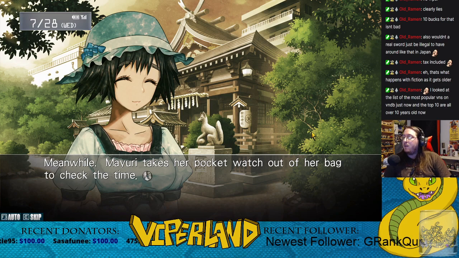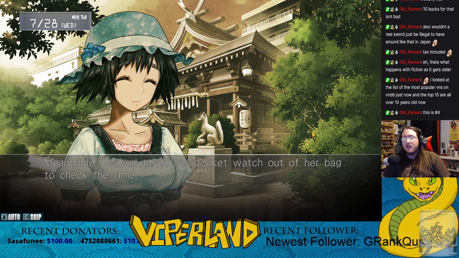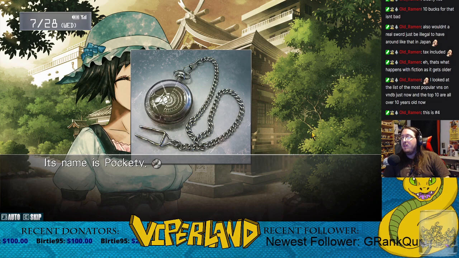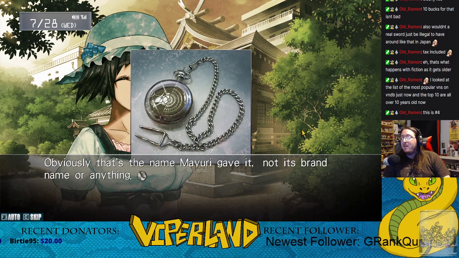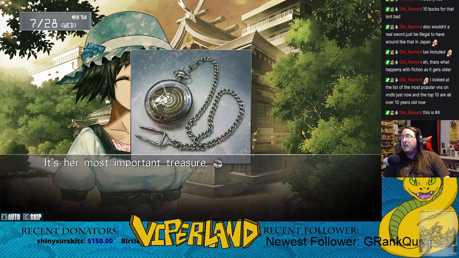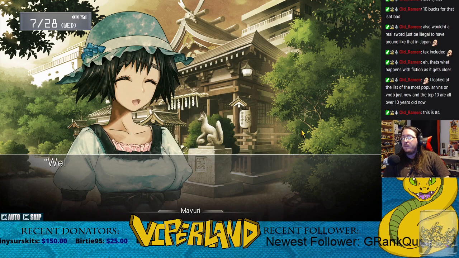Meanwhile, Mayuri takes her pocket watch out of her bag to check the time. This is number 4, yeah. It's a very old watch, not the sort you'd expect a high school girl to carry. Its name is Pockety, because it damn well better be. Obviously, that's the name Mayuri gave it, not its brand name or anything. Ever since elementary school, Mayuri has carried Pockety with her everywhere. It's her most important treasure.